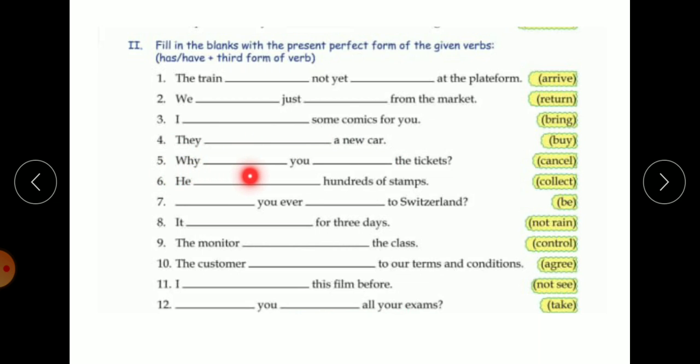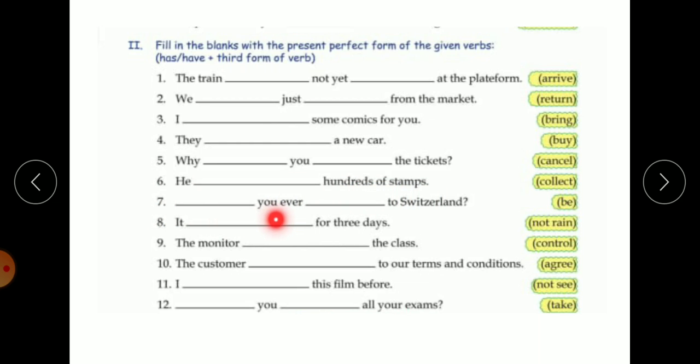Why dash you? Now you, with you we use have. So why have you? And the third form of cancel, cancelled the tickets. Why have you cancelled the tickets? He is singular, so we'll be using has. And the third form of collect, that is collected. So he has collected hundreds of stamps.